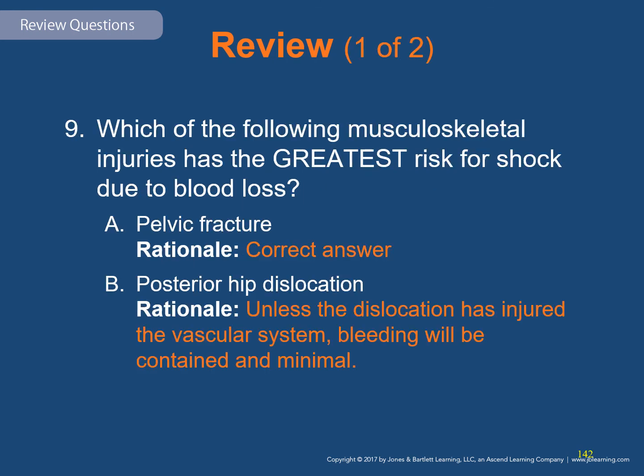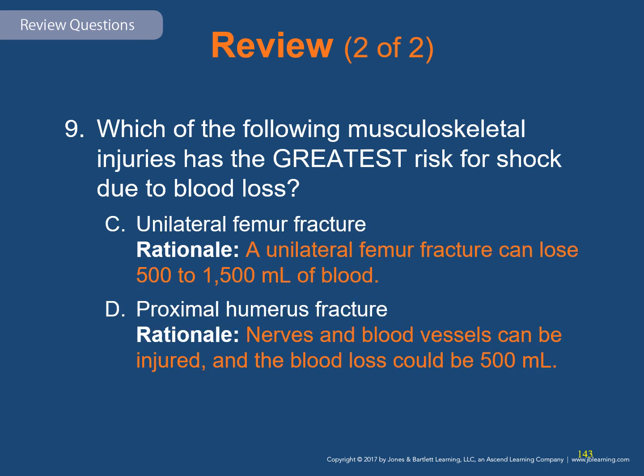A is the correct answer. B. Unless the dislocation has injured the vascular system, bleeding will be contained and minimal. C. A unilateral femur fracture can lose 500 to 1500 milliliters of blood. D. Nerves and blood vessels can be injured and blood loss could be about 500 milliliters.